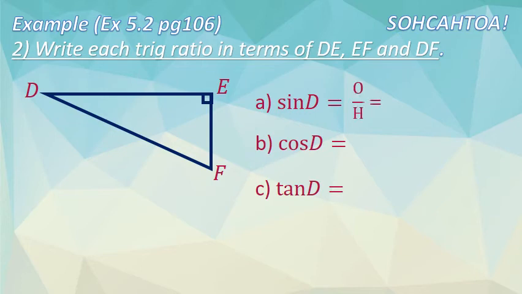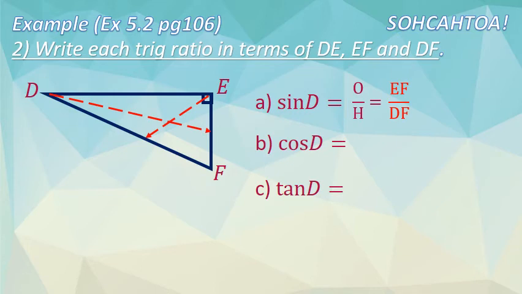So for sine being opposite over hypotenuse, but we want the sine of D. So what is the side that is opposite to D? EF, of course. And what is the hypotenuse of this triangle? DF. The hypotenuse is always opposite the 90 degrees, so sine of D is EF over DF.